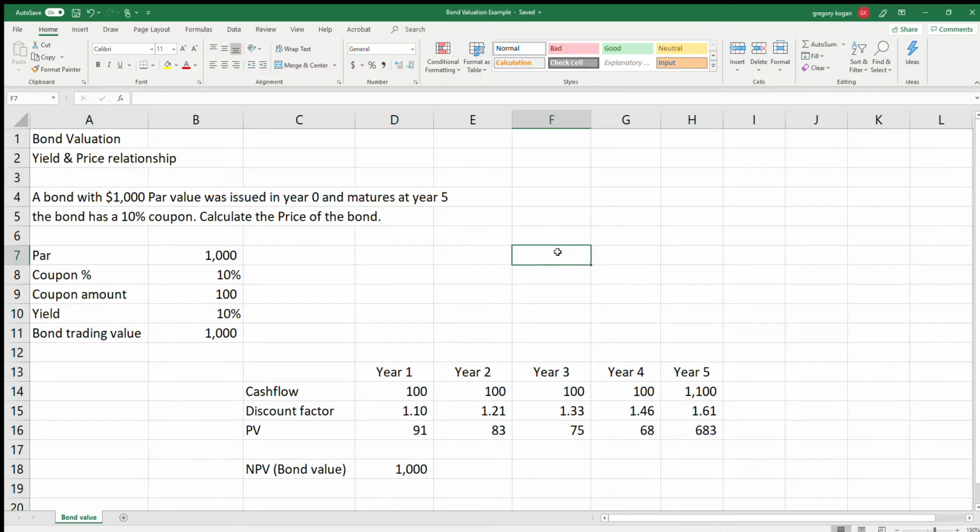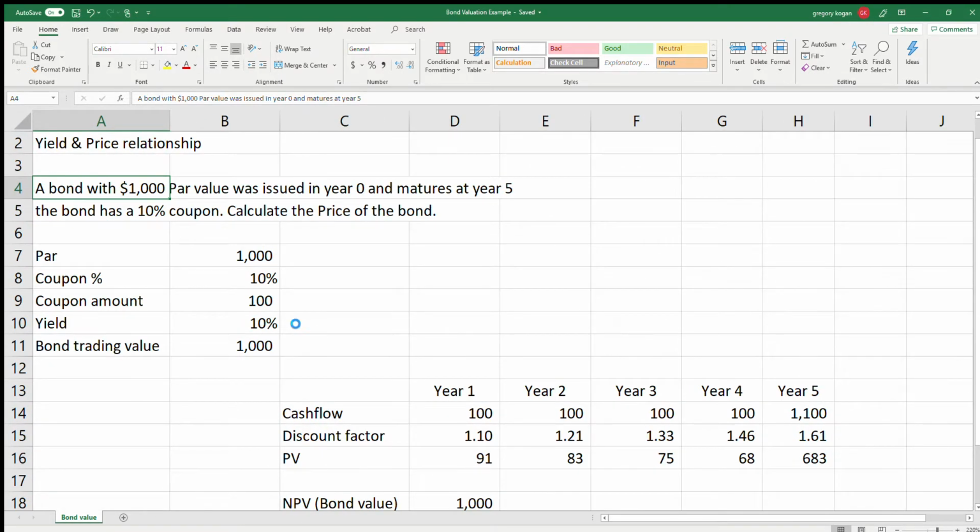Hello, we're working on bond valuation, and I wanted to go over an example of a bond here. So we have a bond with $1,000 par value that is issued at year 0, matures at year 5, and has a 10% coupon, and we're going to calculate the price of the bond.